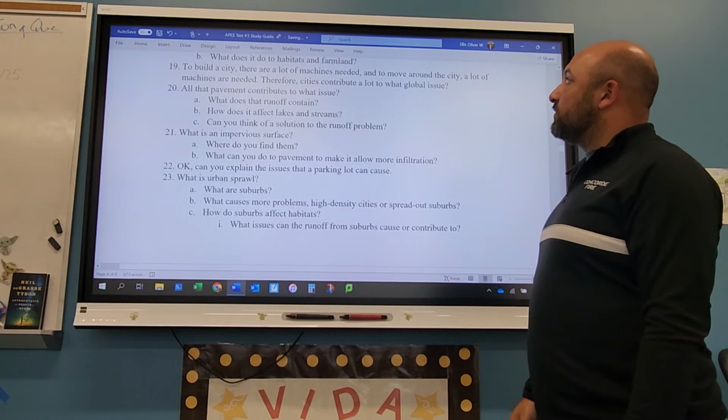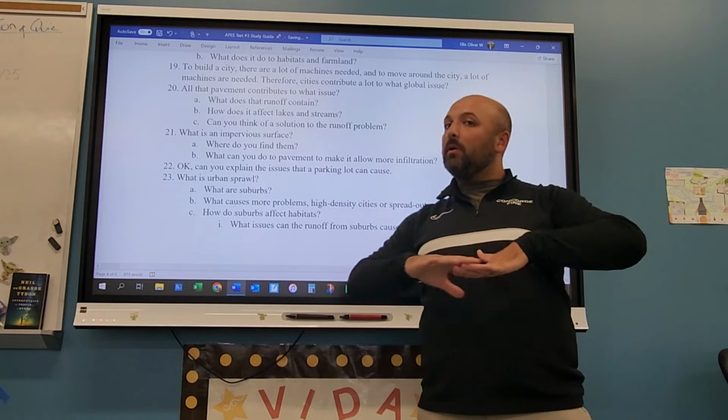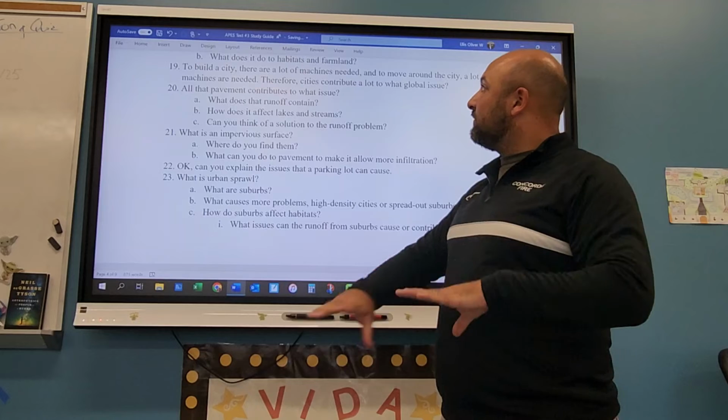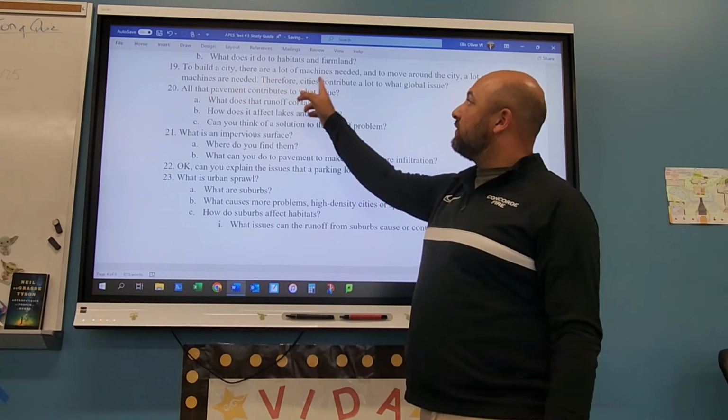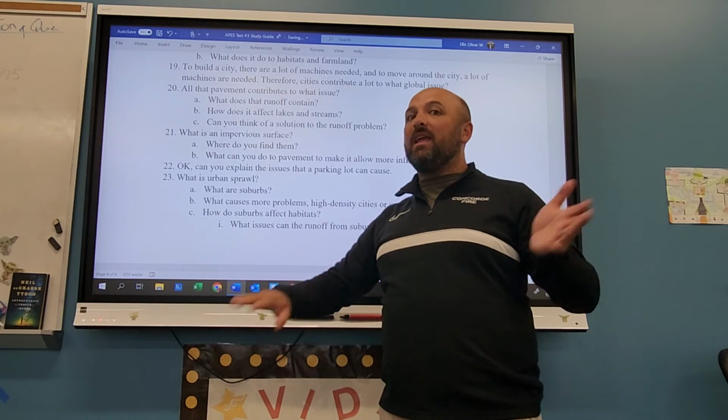All that pavement contributes to what issue? Well, pavement is what we call impervious surface. So an impervious surface means that water can't get through it. And if water can't get through it, that means there's lots of runoff. So all that pavement contributes to lots of runoff. You ever seen the streets, right? After it rains, there's just water flowing everywhere.